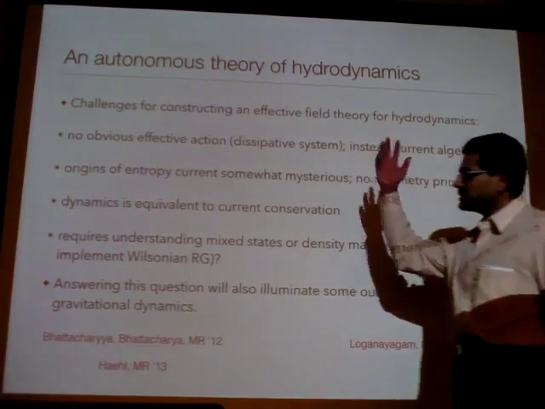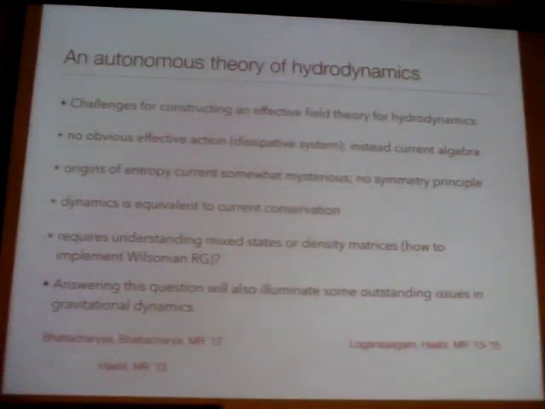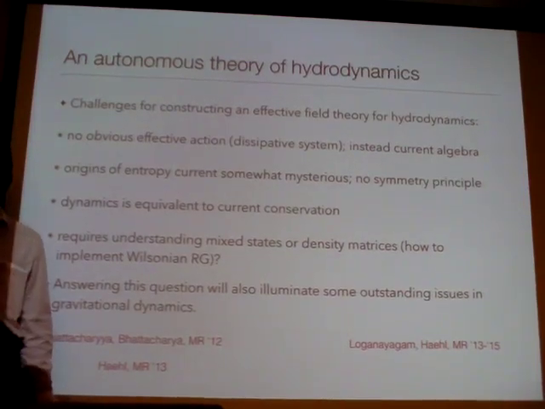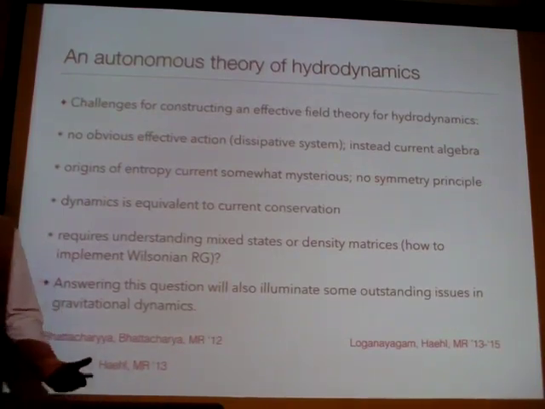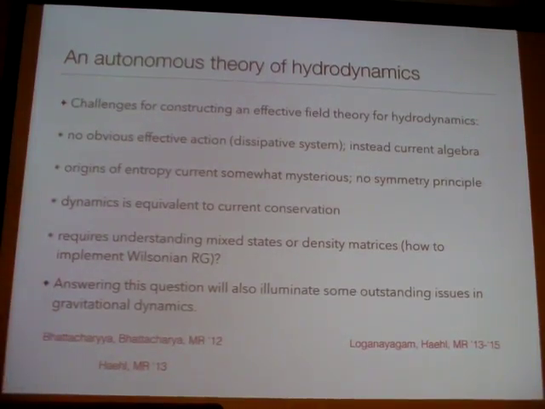So you want some such structure, and then complicating all of this is the fact that we are really trying to do Wilsonian low energy physics, but you have to do this in a density matrix. Because we're not doing this in a pure state, we have to do it in a density matrix. So how do we do this?